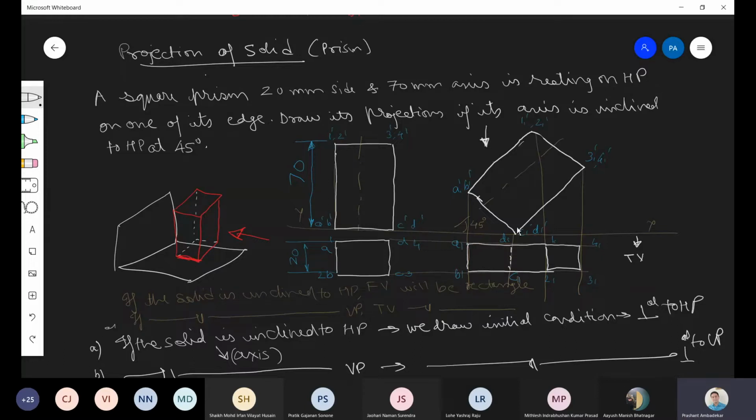Okay. Now, if we consider these two edges, either we can incline it in this direction, जो ऐसे किया है, or we can also incline it in this direction. ऐसे भी कर सकते थे. Both are correct. Okay. I inclined it in this direction. Now, what is this point? This point is C dash, D dash.